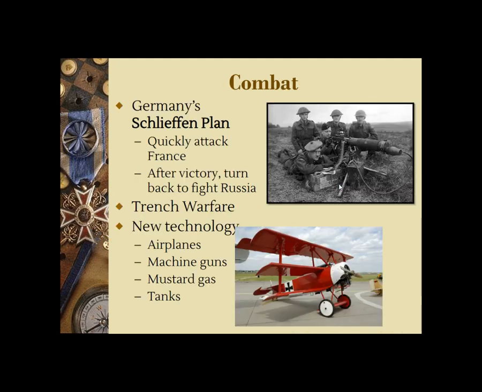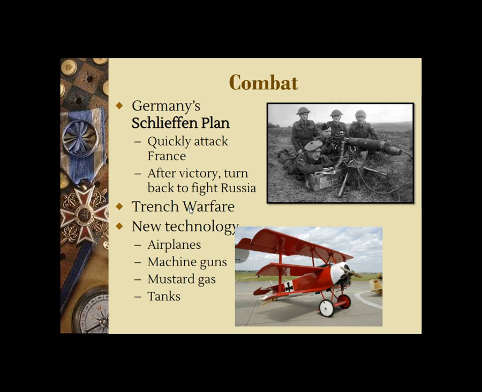So it's kind of like a quick war. Remember, a lot of people anticipated this being very quick. So after they quickly attack and defeat France, they can turn back and fight Russia. The war doesn't work out that way. So Germany is going to have to fight a two-front war. The Schlieffen Plan is unsuccessful.